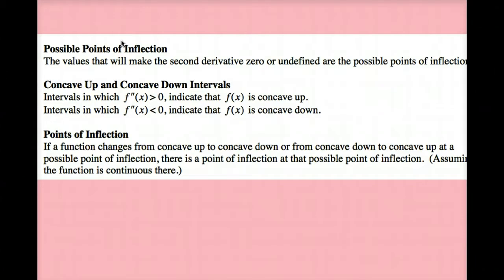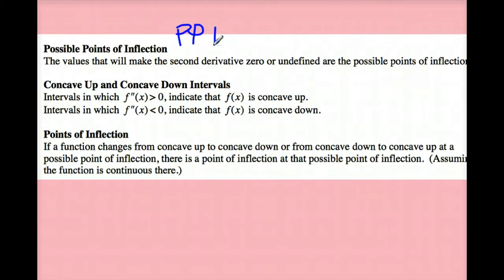Just like we had critical points in the first derivative, we have things called points of inflection, or possible points of inflection, which I like to abbreviate as PPI. Our possible points of inflection are anytime our second derivative is equal to 0 or undefined. So it's the same process, except instead of using the first derivative, I'm going to use the second derivative.